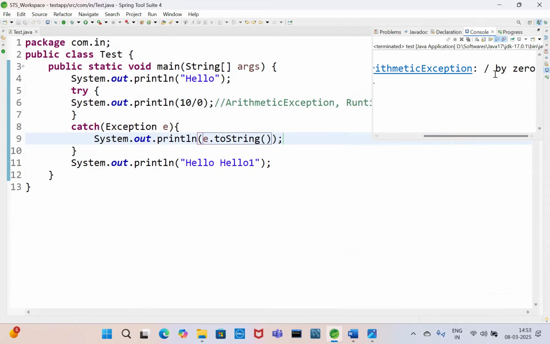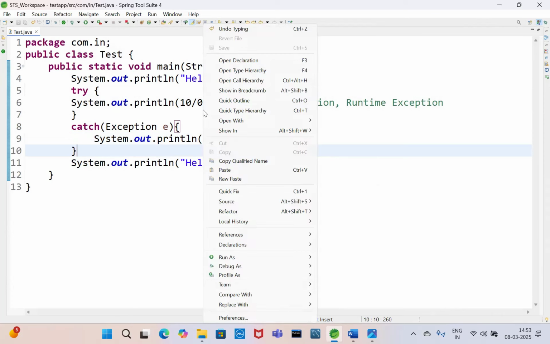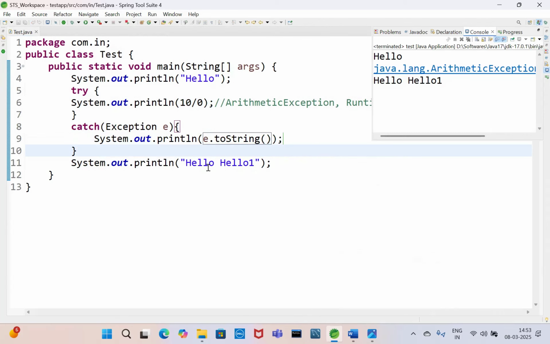toString will give the exception type and some message, right? So see here, previously this hello one was not executed. Now it is executed as well. So all statements are executed even though an exception is raised in our Java program. By using try catch we handle that exception.